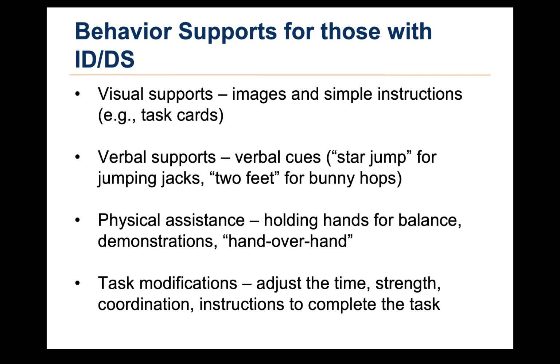Okay, so now that you know more about people with intellectual disability and Down syndrome, let's talk a little bit more about the behavioral supports to help people with intellectual disability and Down syndrome participate in physical activities and sports. These supports are based on special education best practices and are commonly used in adapted PE and adapted sport programs like Special Olympics. The first type of behavioral support are visual supports.